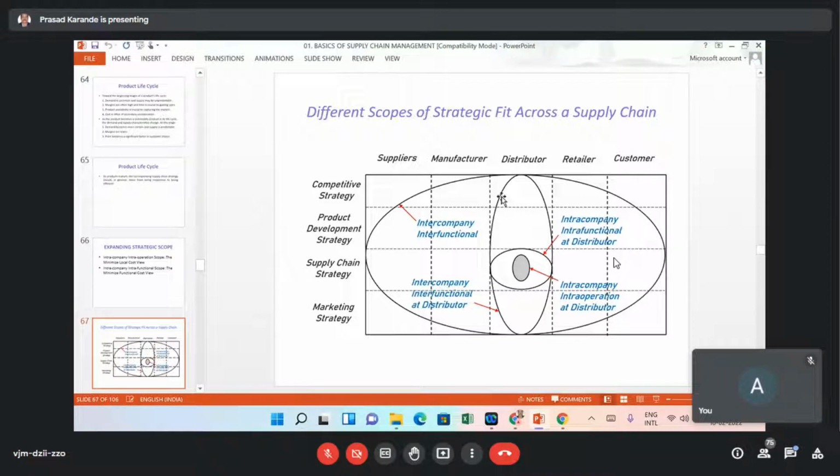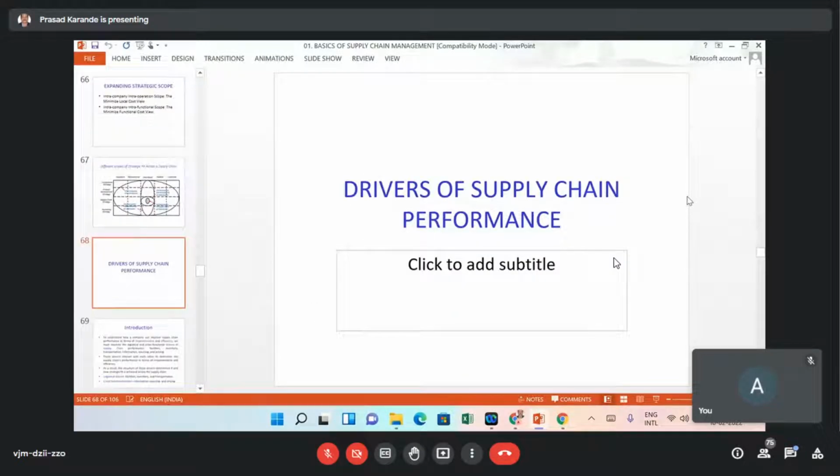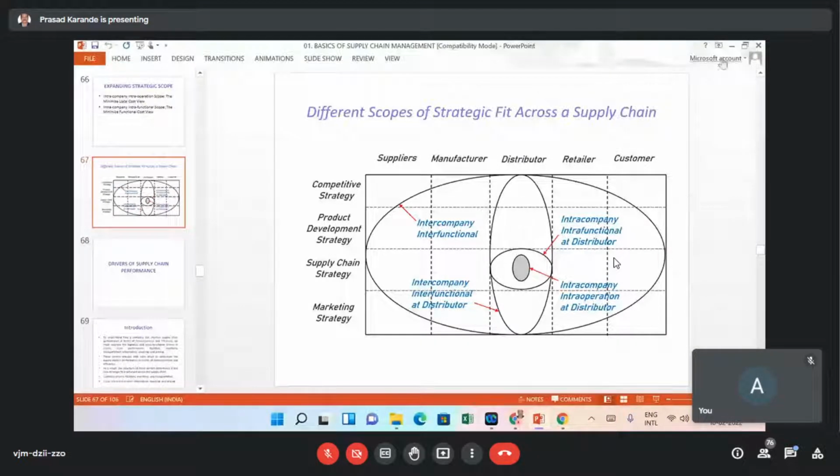If you expand at the distributor level again, you will see this intra-company, intra-functional distributor strategic fit. This is the intercompany level, meaning you are doing the strategic fit between the different companies, and here you also have to consider the competitive strategy, product development strategy, supply chain strategy, and marketing strategy. And the last one is the intercompany, interfunctional, meaning all strategies across the globe. Considering your competitors and your manufacturers, they should fit. That is everything about the strategic fit of the supply chain.